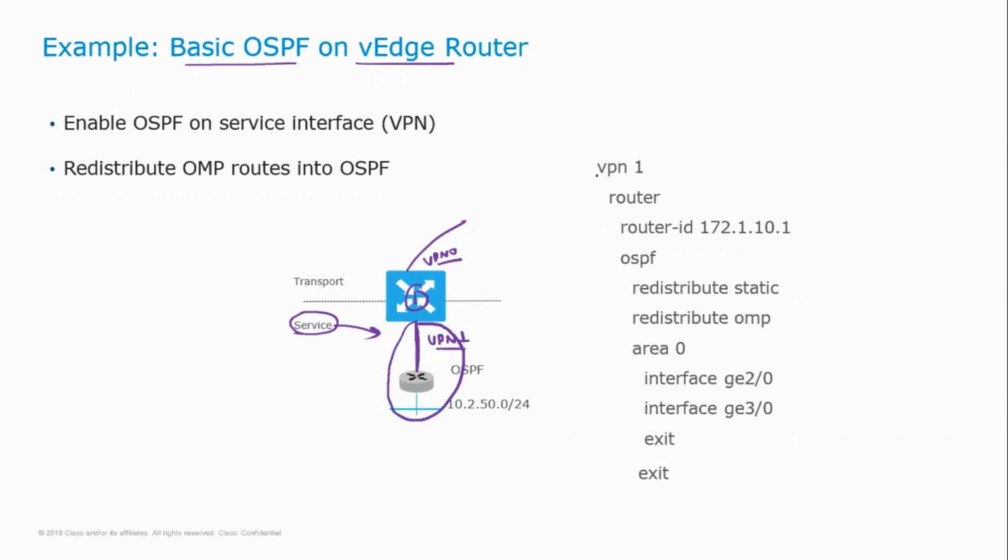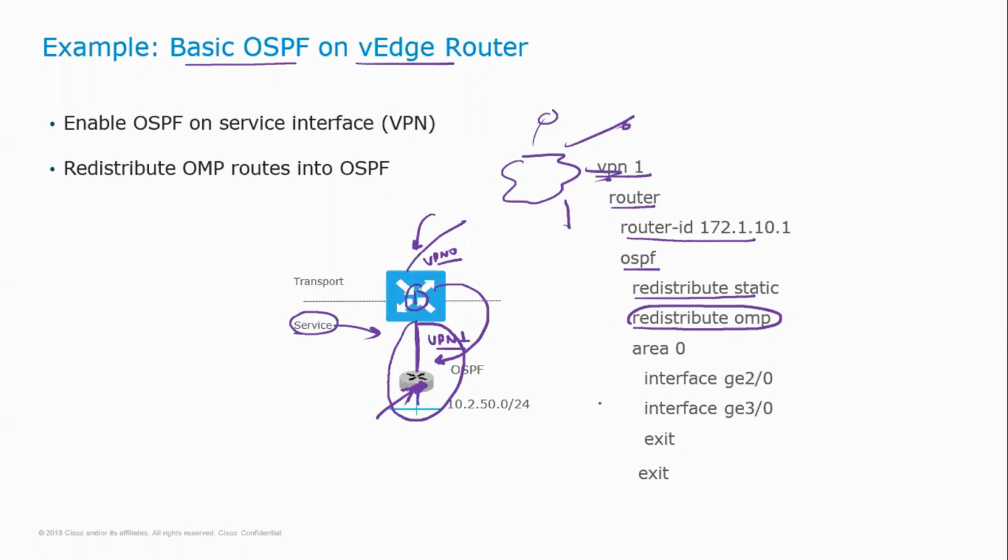So what I will do, I will go to VPN 1. I will write router, I will put the router ID. I will then again go OSPF. Then I will redistribute static. Now see here, what I have written, redistribute OMP. So whatever route I am learning via OMP, I will redistribute it into OSPF, so that this router will learn all the information from all other sites, right?